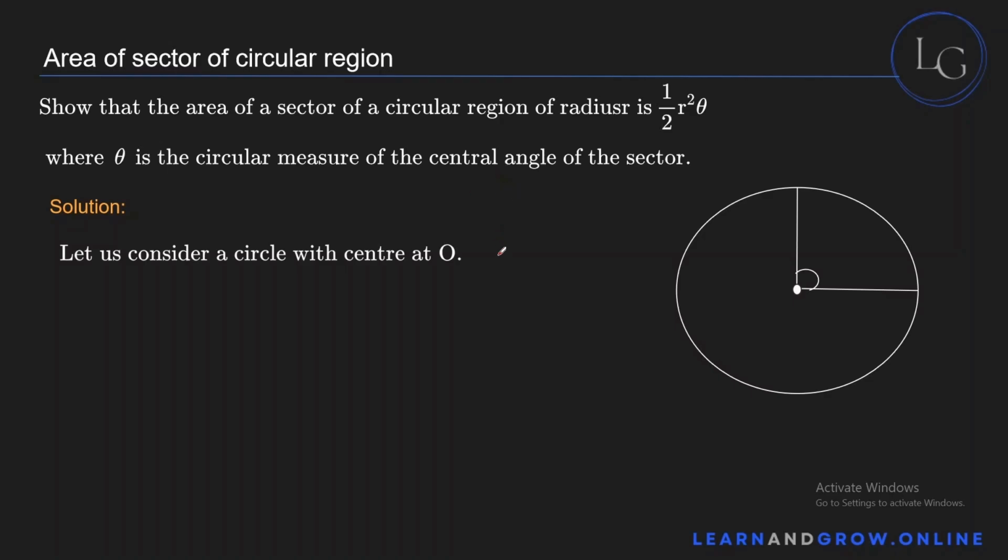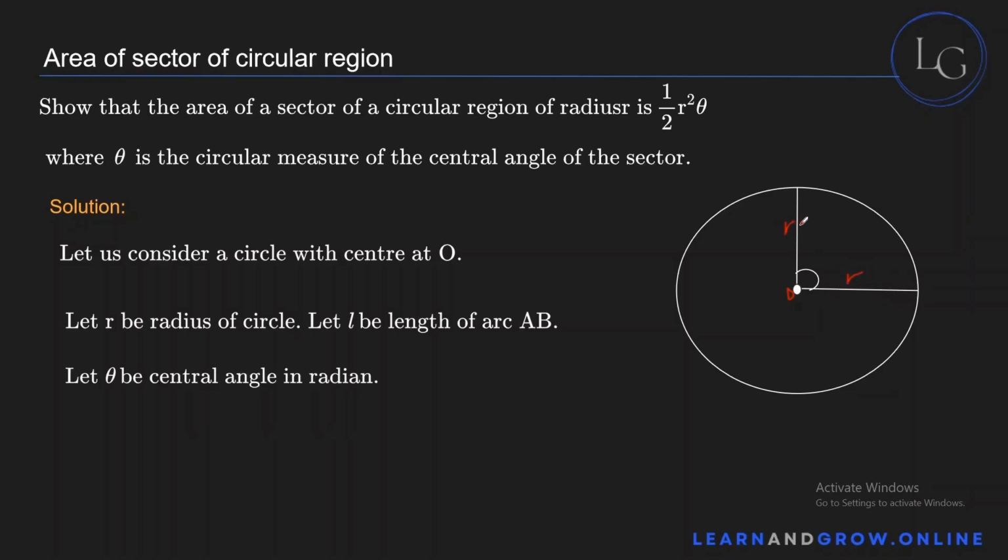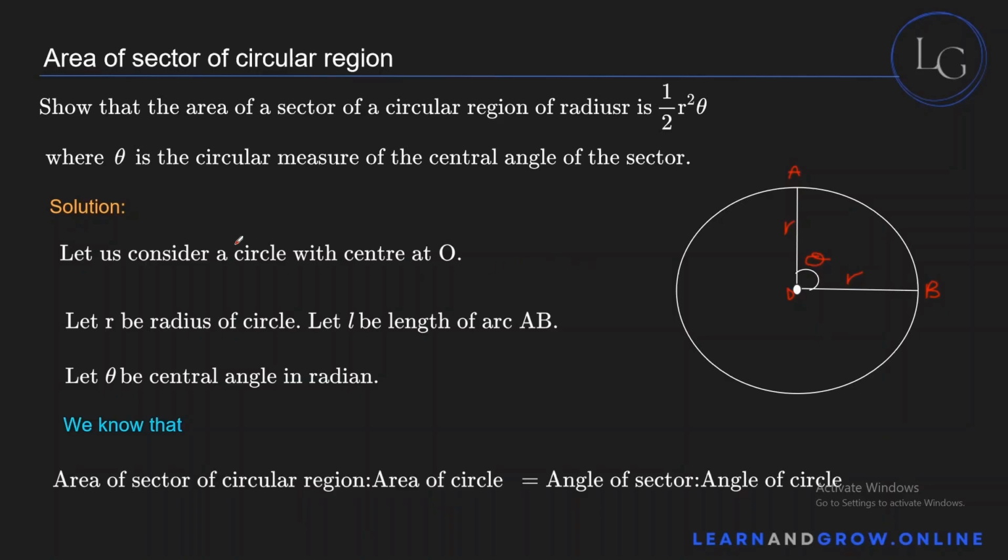So let us consider a circle with the center at O. This is O, and this is the sector. Let r be the radius of the circle. So we have r over here, and this is also r because it's a circle, so equal lengths. And let L be the length of the arc AB. So let's say this is A and this is B. And let theta be the central angle in radians. So this is theta.